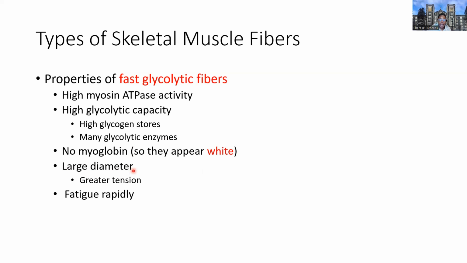Remember, the thicker the diameter means the more myofibrils in there, means the more cross-bridge cycling, means more force. So larger diameter, and so these muscles can power more force. And then they fatigue rapidly as sort of a consequence for that.